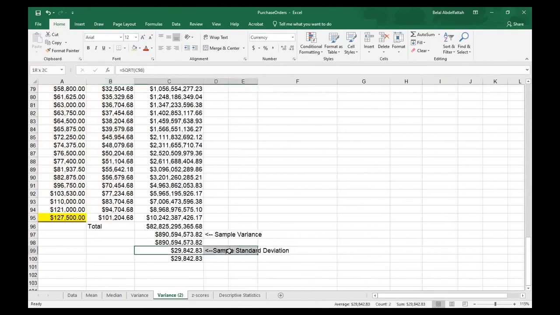So this is a very common method to use when it comes down to assessing the spread of your data. It is sensitive to outliers since we are dealing with every single data point when we're trying to compute the spread.